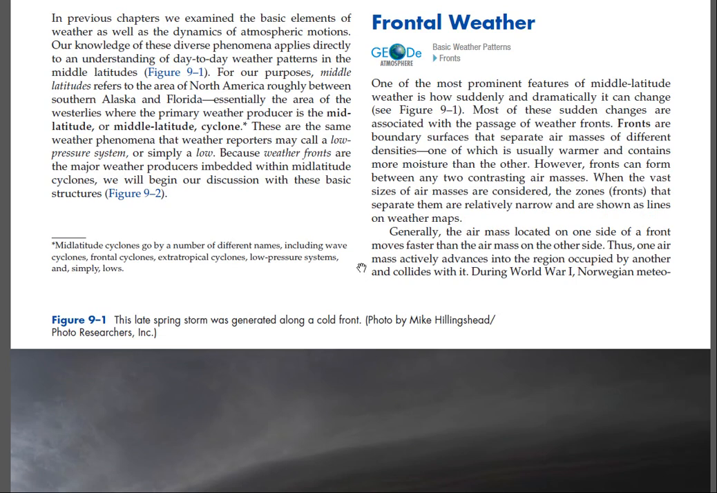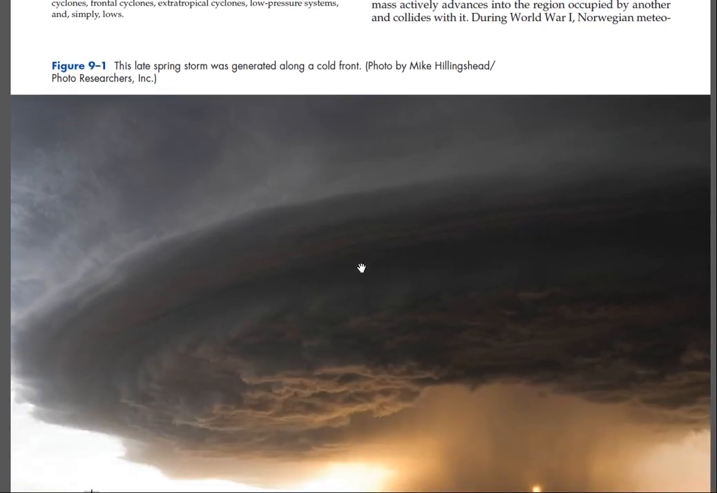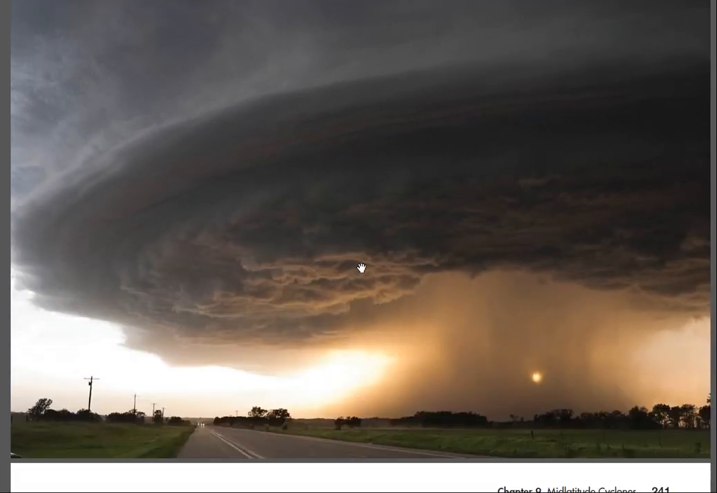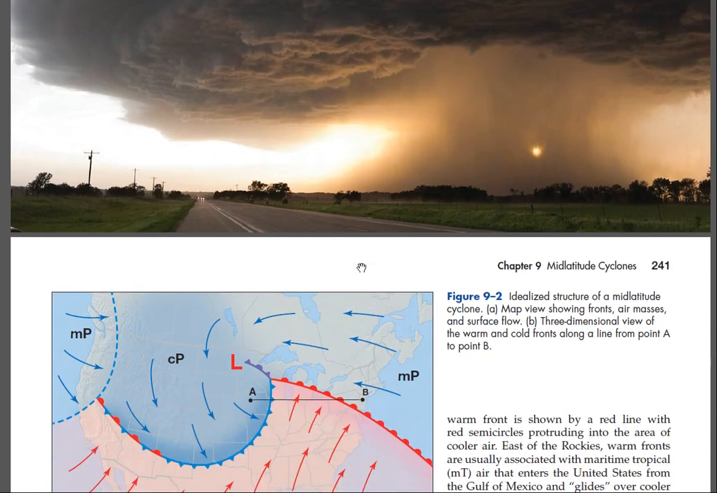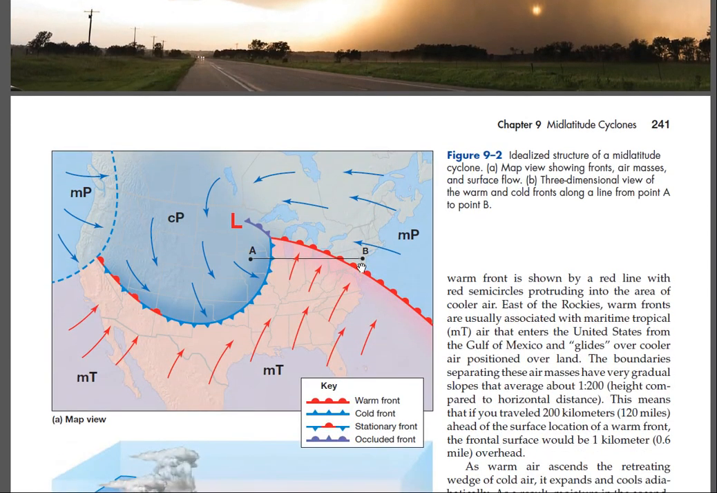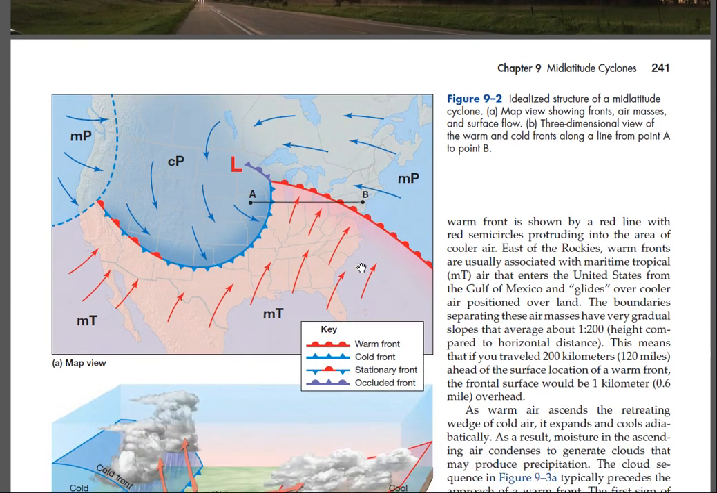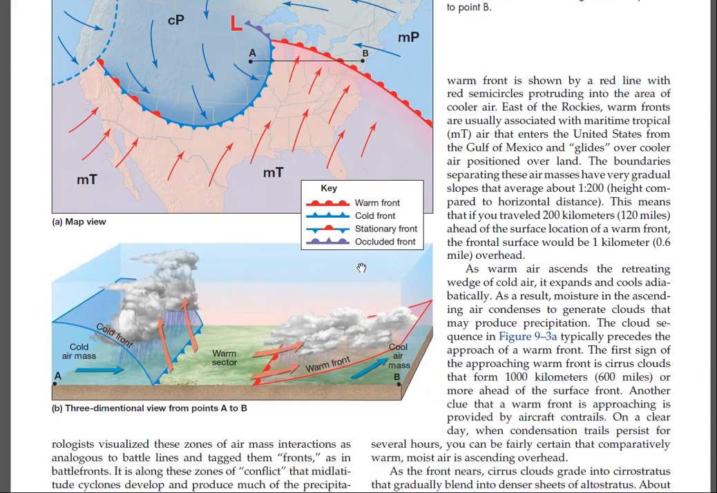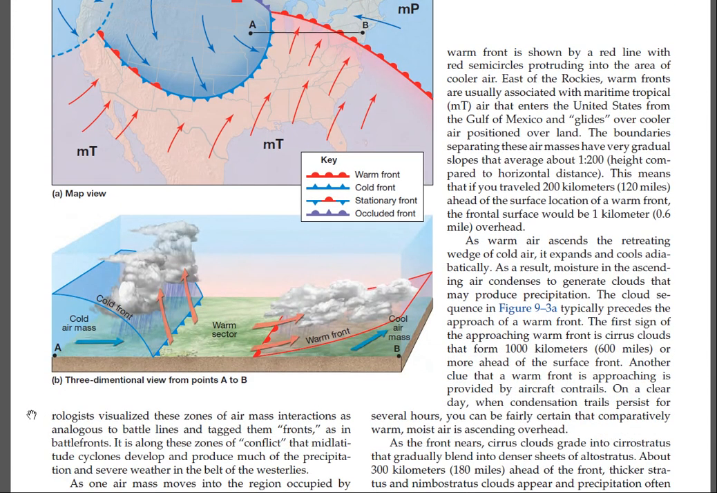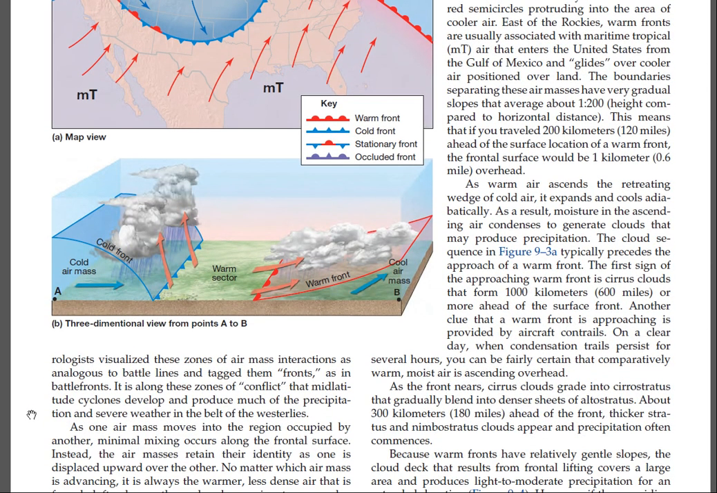During World War I, Norwegian meteorologists visualized these zones of air mass interactions as analogous to battle lines and tagged them fronts, as in battlefronts. It is along these zones of conflict that mid-latitude cyclones develop and produce much of the precipitation and severe weather in the belt of the westerlies.